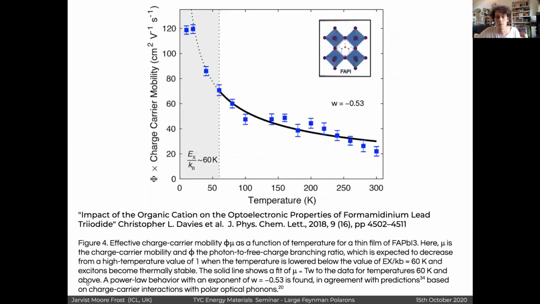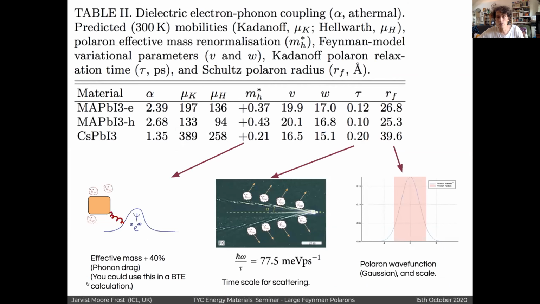But it's very reassuring that about a year later, there was a follow-up experiment by the Oxford group where they looked at a slightly different material, but they seemed to get slightly cleaner data on this, and they extracted an exponent which perfectly agrees with the Feynman polaron theory.